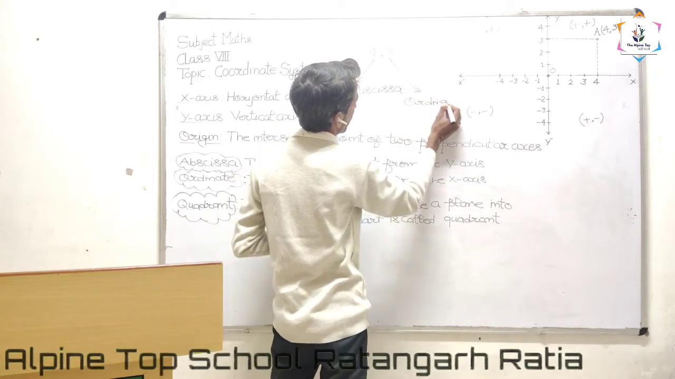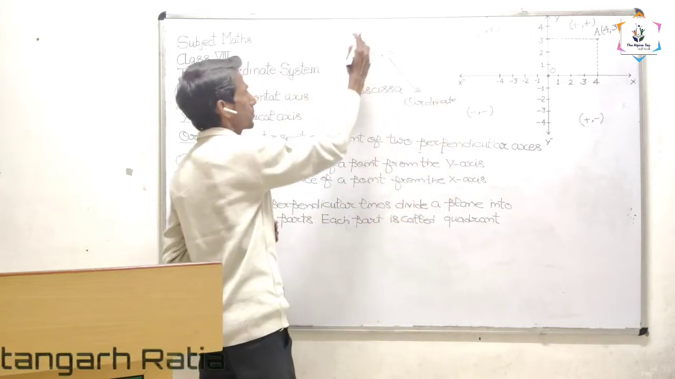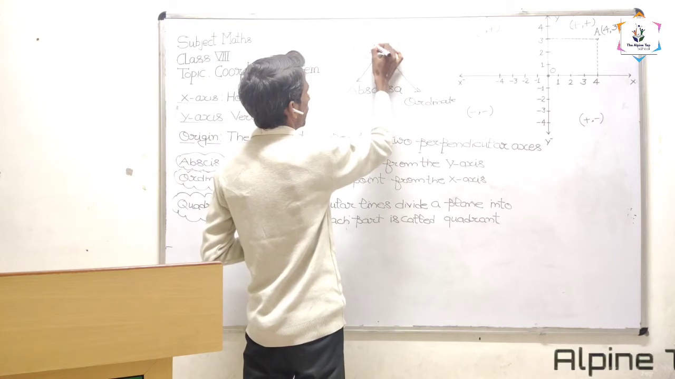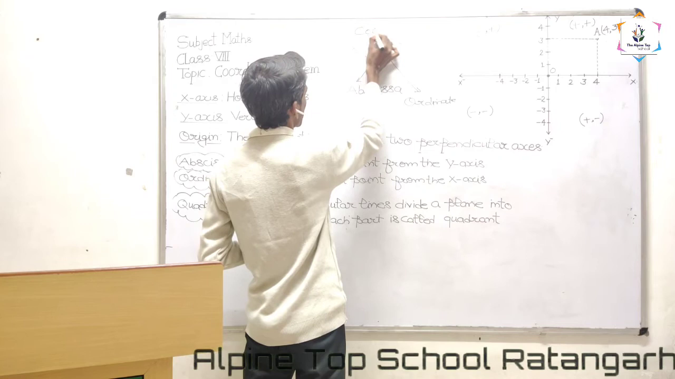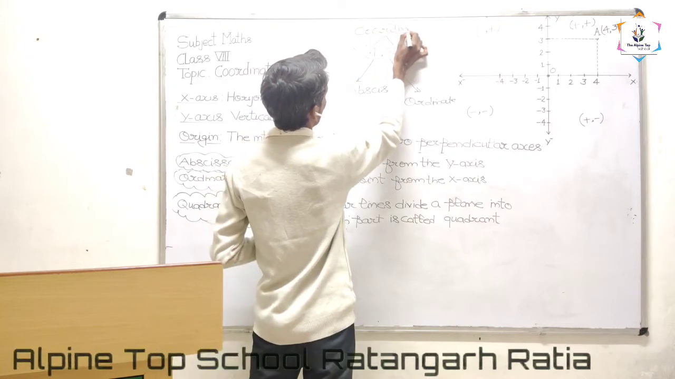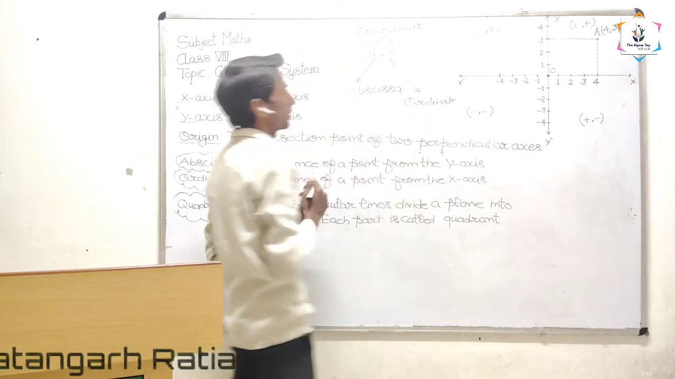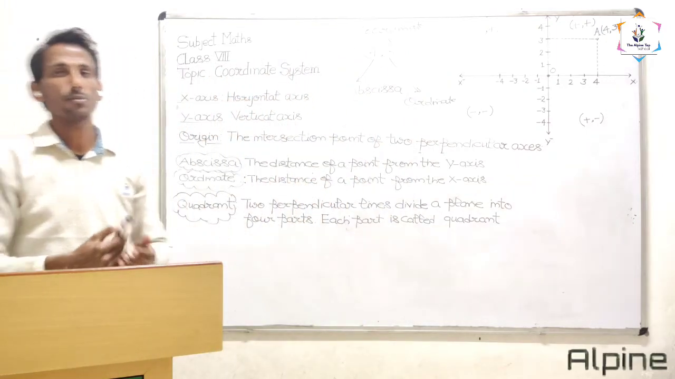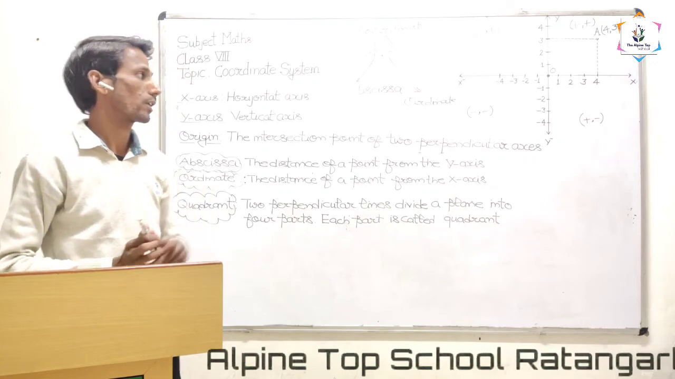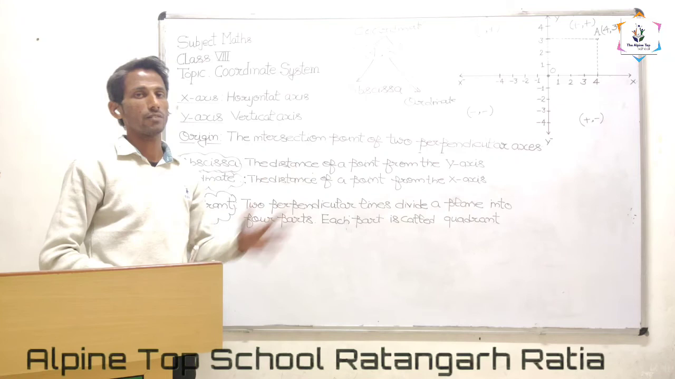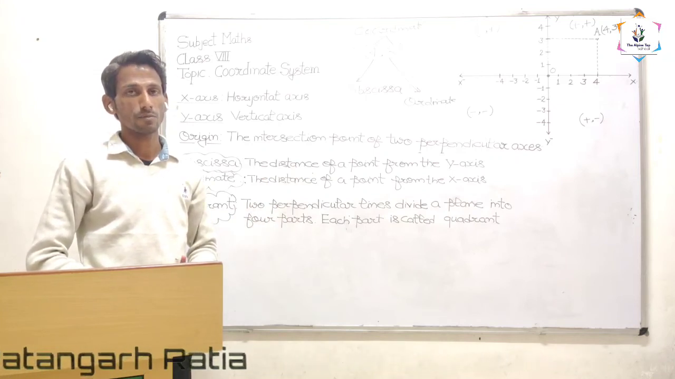And students, when we require the combined name of this point, these 4 and 3 are combinedly known as the coordinates. This is the difference between the individual names and the combined name. I hope, students, you have clearly understood each and every basic concept of the coordinate system, and on the basis of this knowledge you are able to attempt your exercise portions.